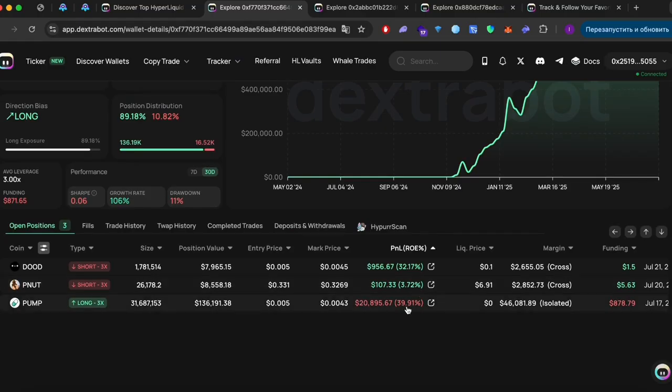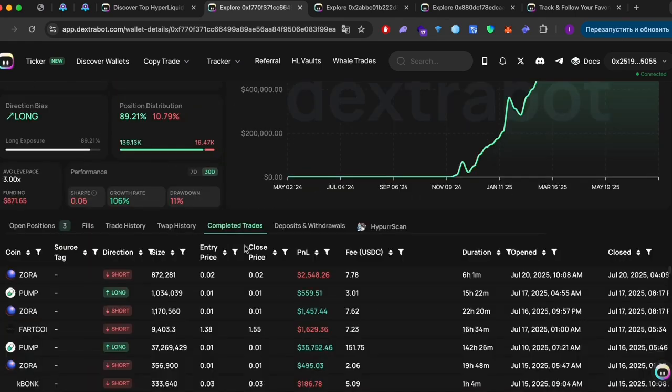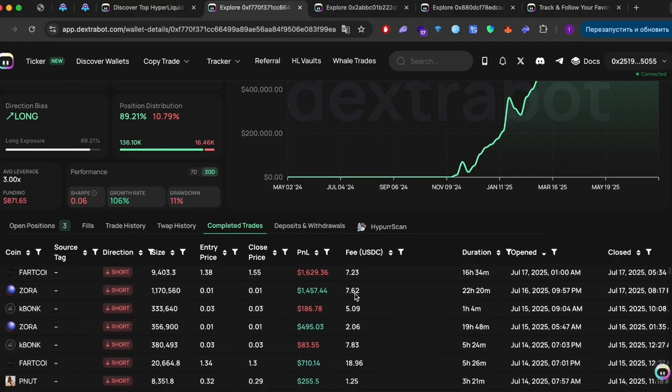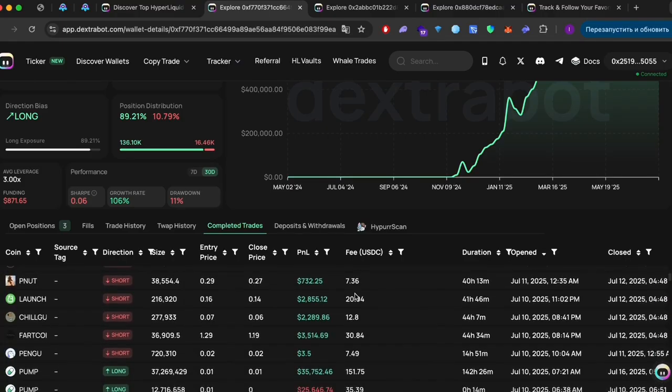Currently, he's experiencing a significant drawdown on the PAMP token, but he's still holding it for now. He also has 2 small profitable positions. Let's look at his completed trades. Here we can see that lately things haven't been going too well for him. It's been up and down, up and down.